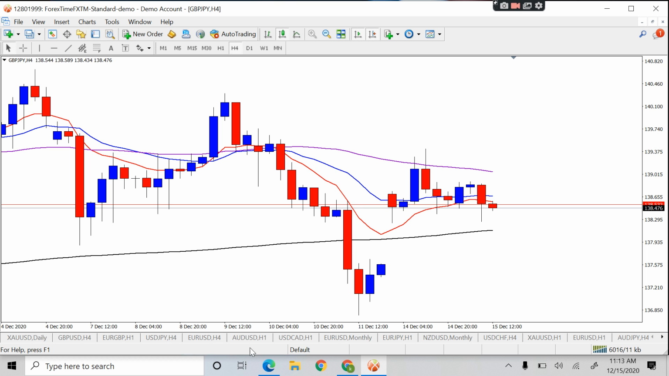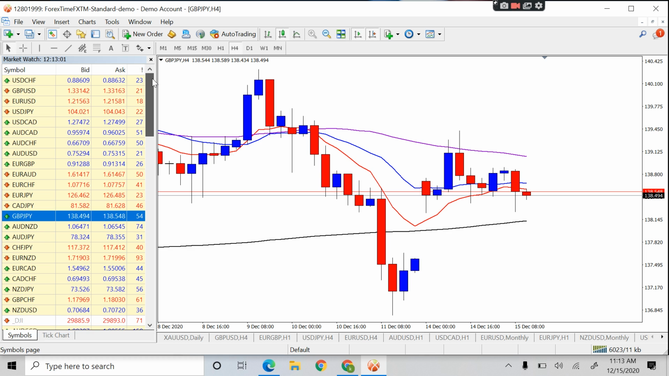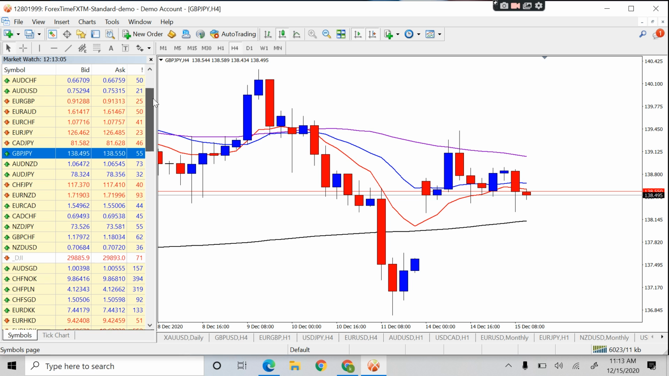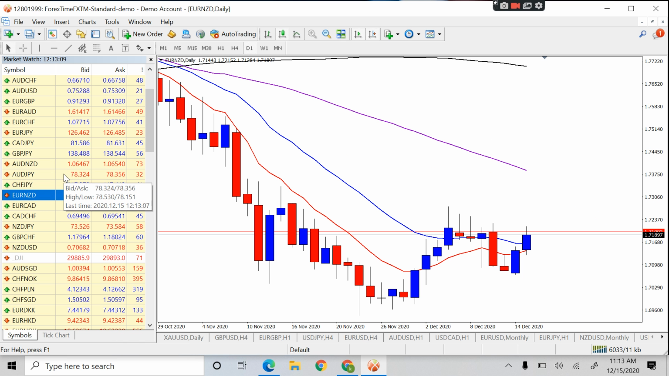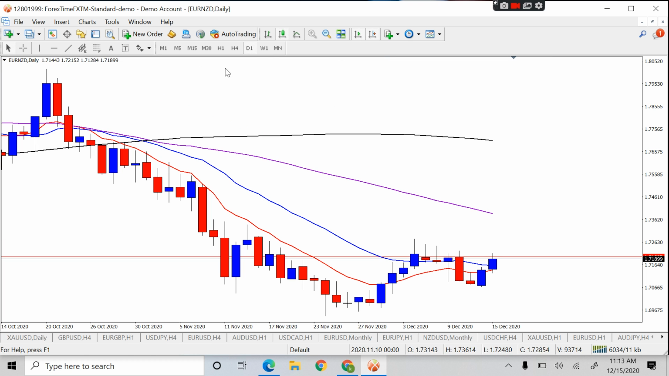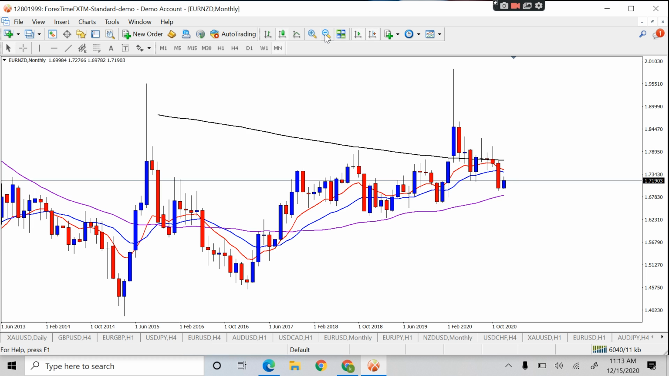Where is it? Euro NZD. Okay, I know where to find you. Where are you? Okay, gotcha. Okay, Euro NZD, back to monthly to see where the trend is.